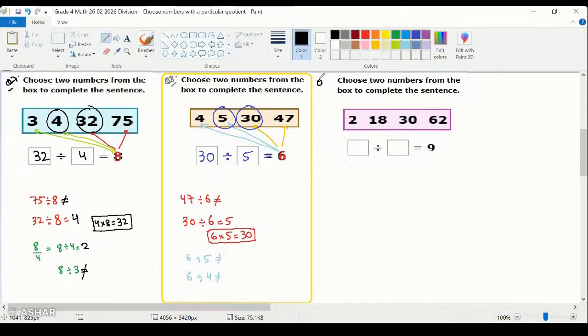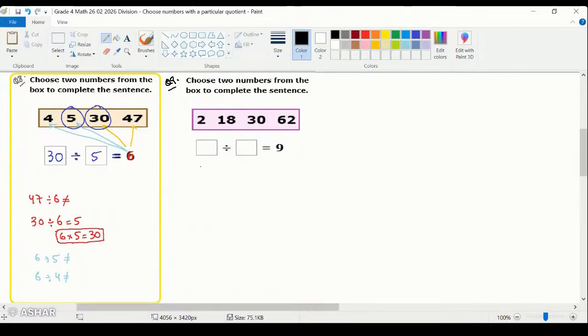Question number 9, it says the quotient is 9. So we need to find a number that is greater than 9, right? These three numbers were greater than 9. Greater, greater, and greater.